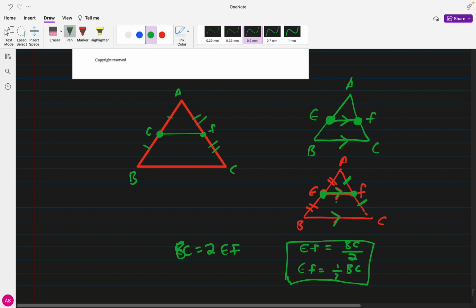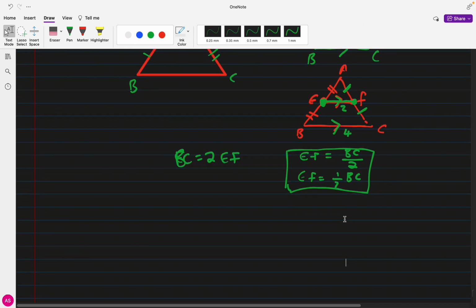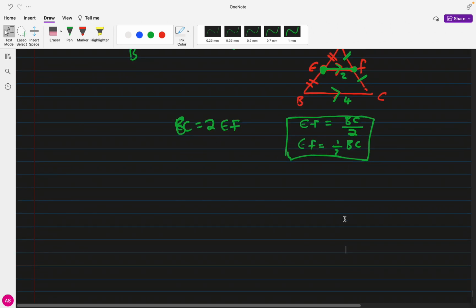In other words, if the length of EF was 2, the length of BC would be 4. Okay? Right. Now let's try to play with this and see where that takes us. Let's try to just play with it. Let's say we have a triangle like this. We have a triangle there.